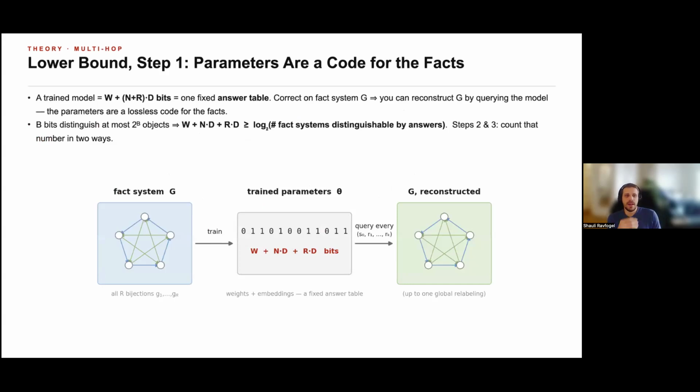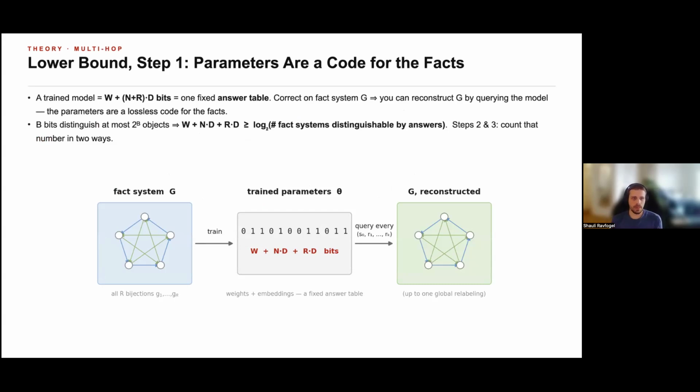And I'm going to show parts of the proof that we have in the paper for the lower bounds on the number of parameters without chain of thought. So let's say that we have some trained model that is able to answer any k-hop factual recall question on a given set of entities.